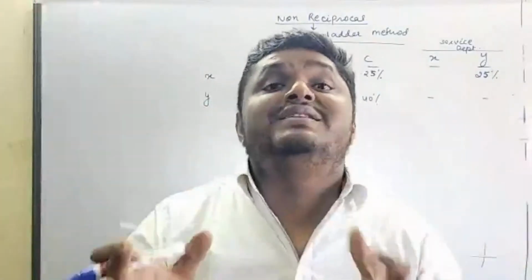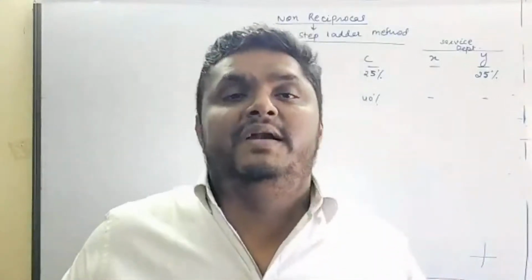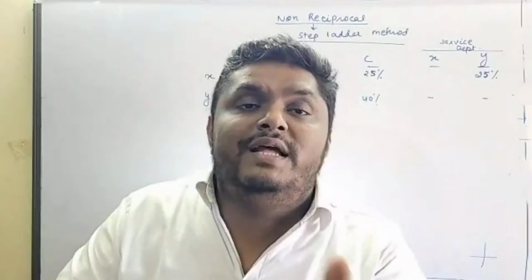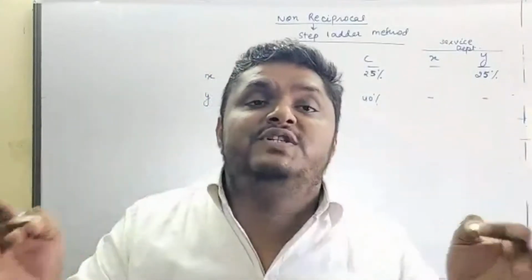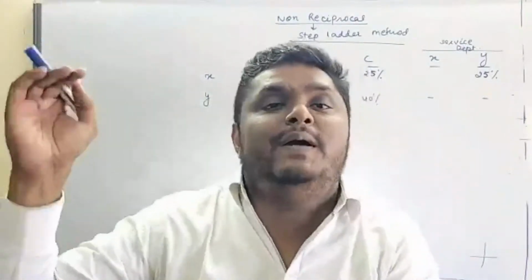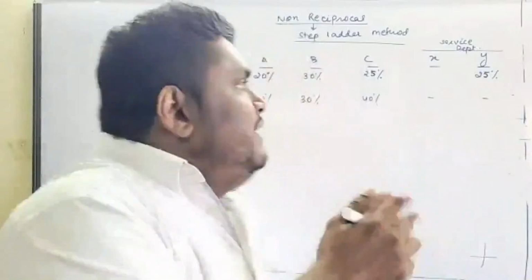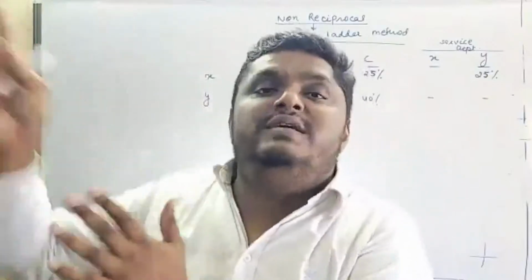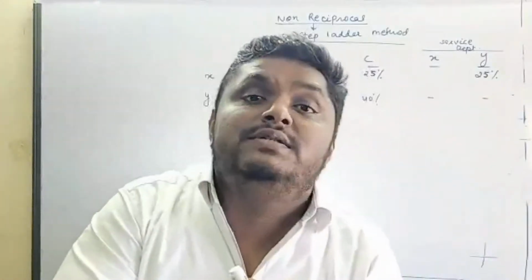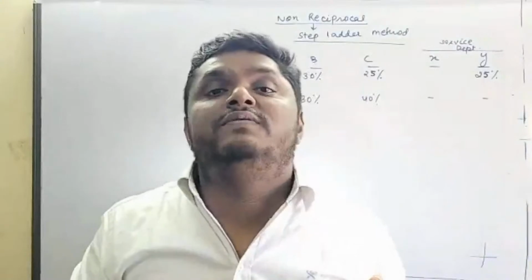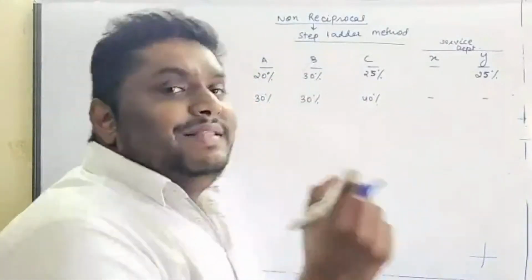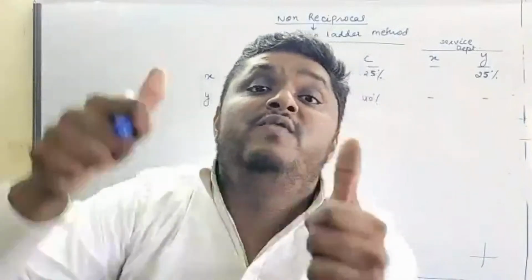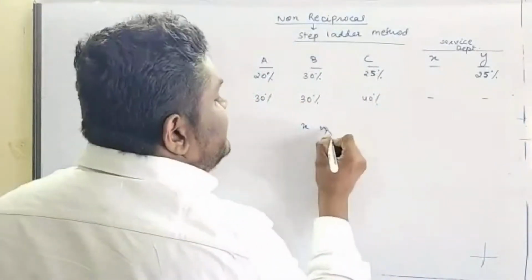Herein we will be using the step ladder method. Now, what is the step ladder method? It says the service department which provides the maximum services to the other service department will be distributed first. So in this question also, who is providing the maximum services to the other service department? Here in this case, X is providing services to the other service department. Y is not providing services to the other service department. So the step ladder method says the service department providing the maximum services to the other service department will be distributed first. So in this case, X will be distributed first.